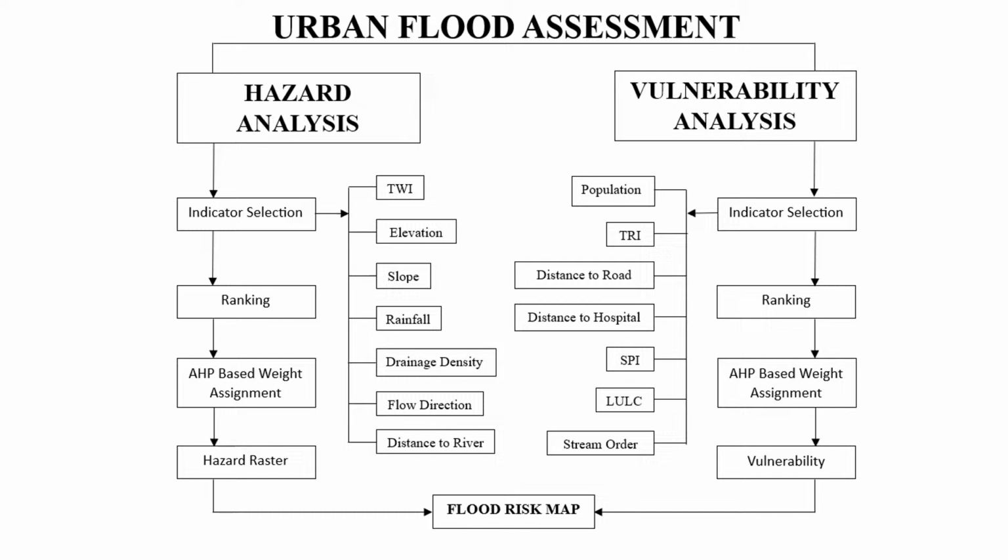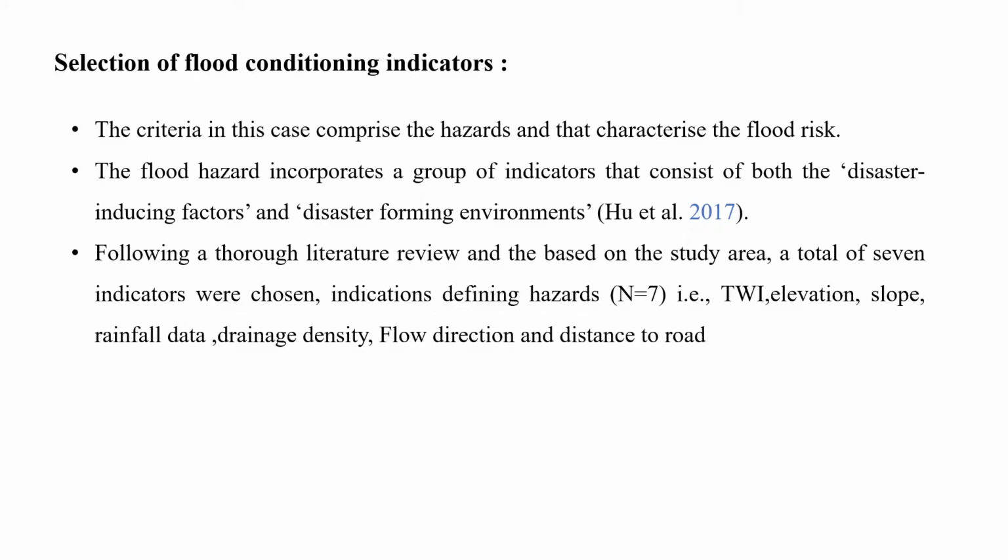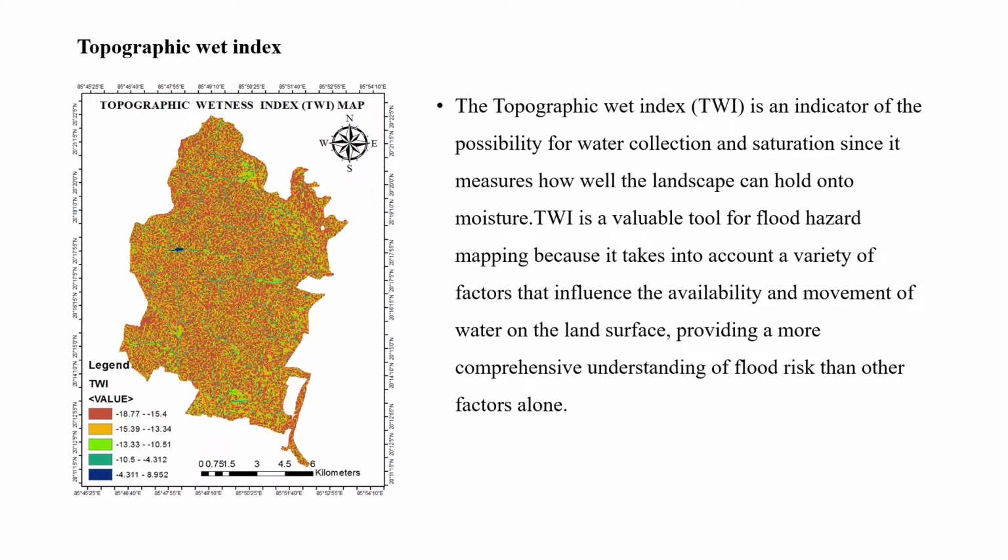Then here the vulnerability analysis. So, you have the population, TRI, distance to road, distance to hospital, then slope power index, LULC, stream order. So, these are the parameters it requires for the vulnerability map. So, using these two indices, we can find out the flood risk index, multiplying both. Okay. Map also you will find out. Then, so one by one, maps have been made by using GIS.